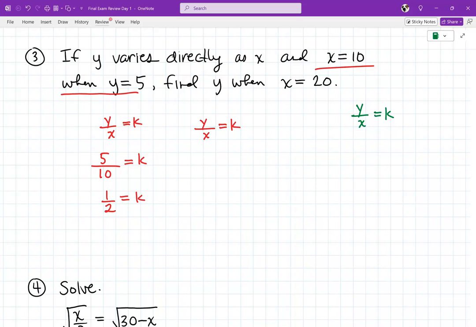Okay? So now that I know what k is, I'm going to plug it into the other side. 1/2 is equal to y over x. It says find y when x is 20. So y when x is 20. I'm just going to multiply 20 to the other side. Okay, I'm going to multiply it over. So y is equal to, what's 20 times half? Or what's half of 20? That's 10.